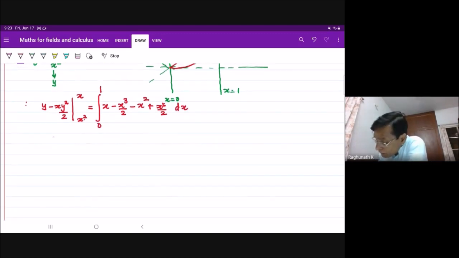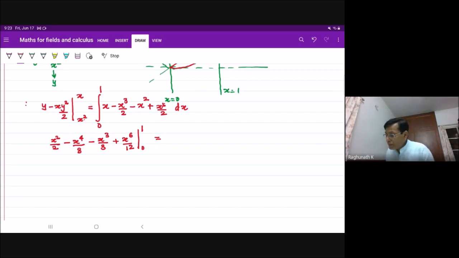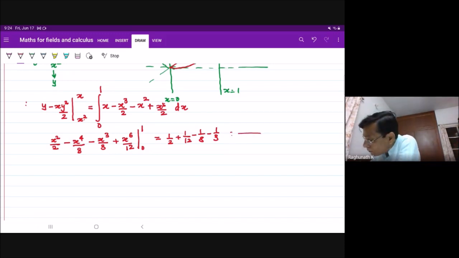Please check it once. X squared by 2 minus x power 4 by 8 minus x cubed by 3 plus x power 6 by 12 from 0 to 1 equal to 1 by 2 plus 1 by 12 minus 1 by 8 minus 1 by 3. What is the value?